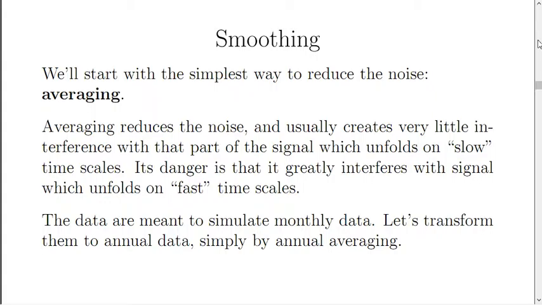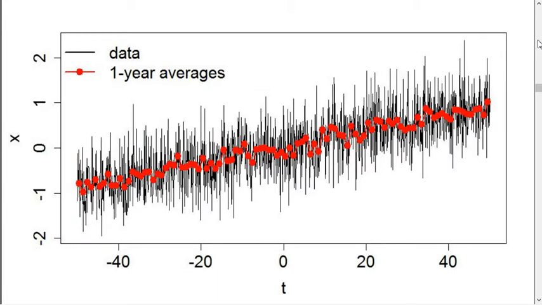But we're going to go looking for a slower, more long time scale signal to see what's going on. And in that case, we can apply averaging, and we're not going to worry at the moment about interfering with the signal. We're just going to rely on averaging to reduce the noise. Now, the data we've been looking at are meant to simulate monthly data. There are 12 values each year. Let's transform them into annual averages just by computing an average every year.